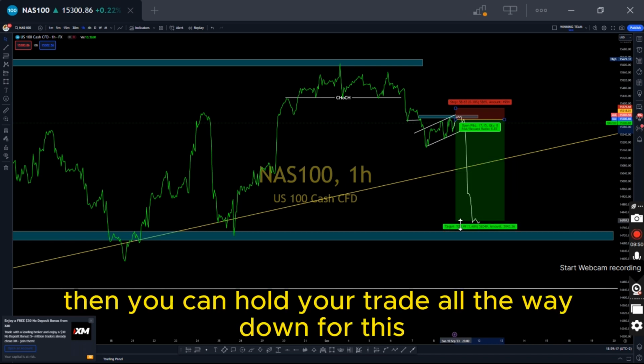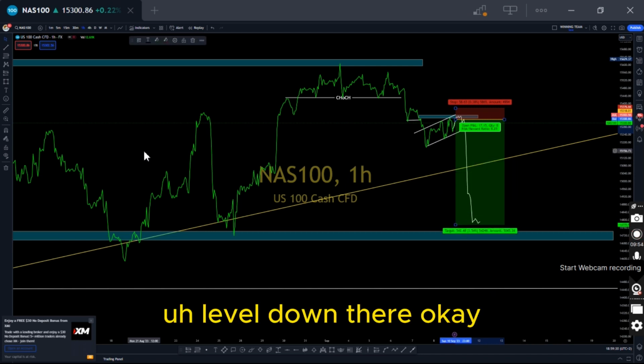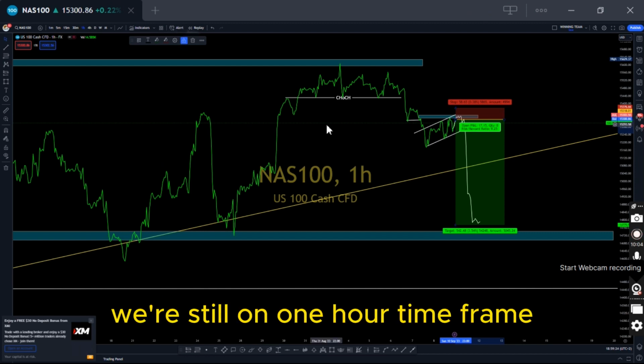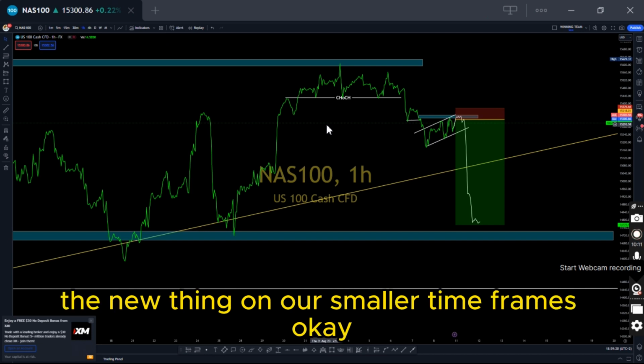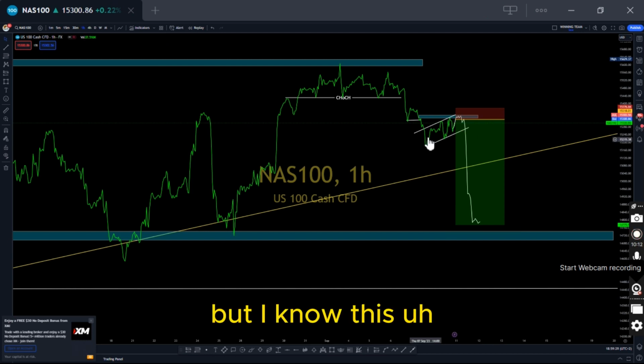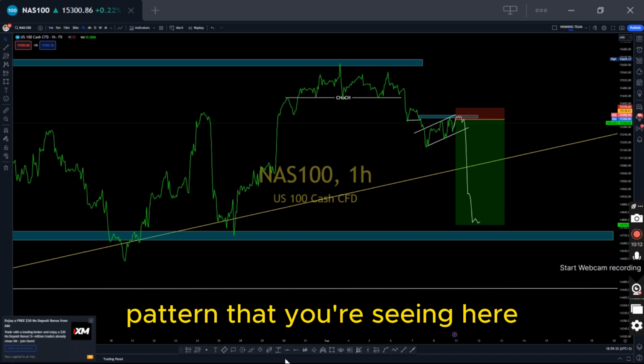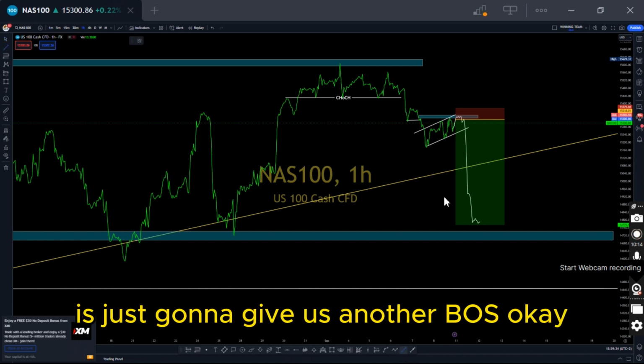Then you can hold your trade all the way down to this level down there. Okay. Remember guys, we're still on the 1 hour time frame. We don't know what may be the new thing on smaller time frames, okay? But I know this pattern that you're seeing here is just gonna give us another BOS, okay?